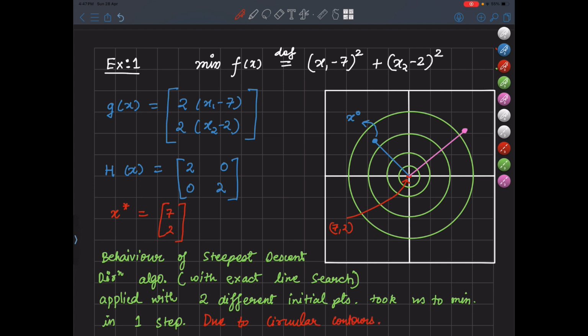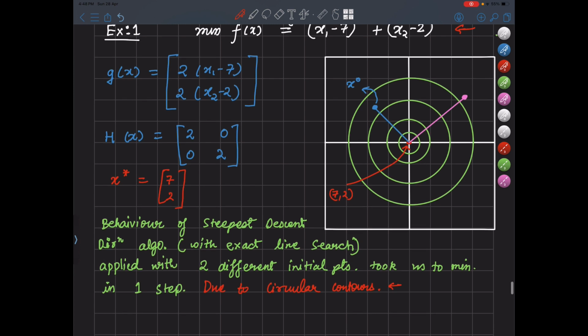So this happens because of the circular contour. Let's say you have a quadratic function like this, which has circular contours. If you apply the steepest descent direction and you take any initial point and use exact line search, you will reach the optimal point within one step, whichever initial point you take. And this happens because of circular contours. Now let us look at some quadratic functions with non-circular contours. Okay, let's look at them.